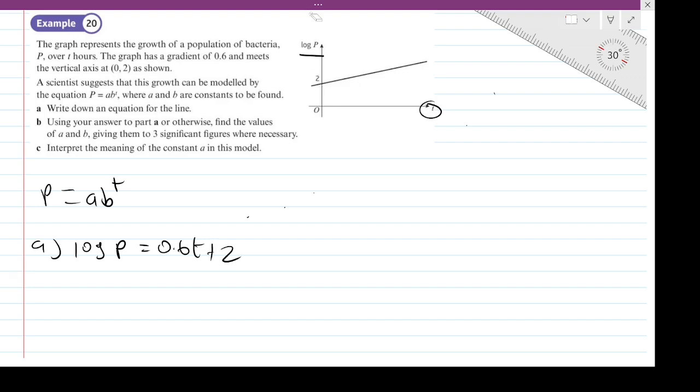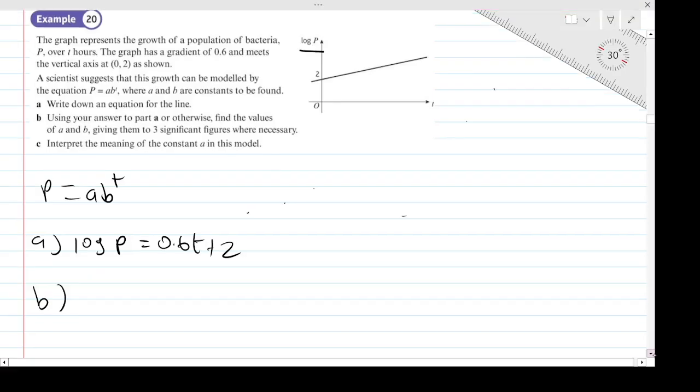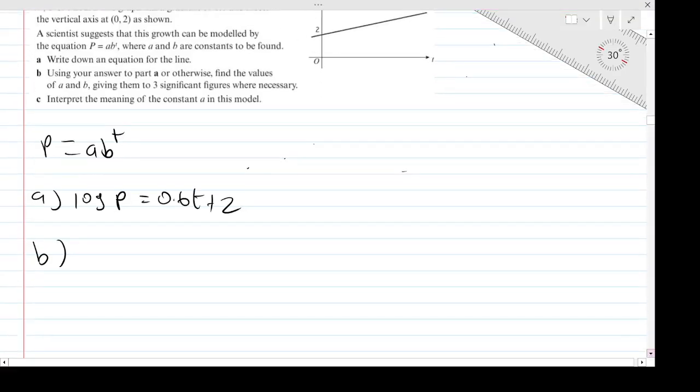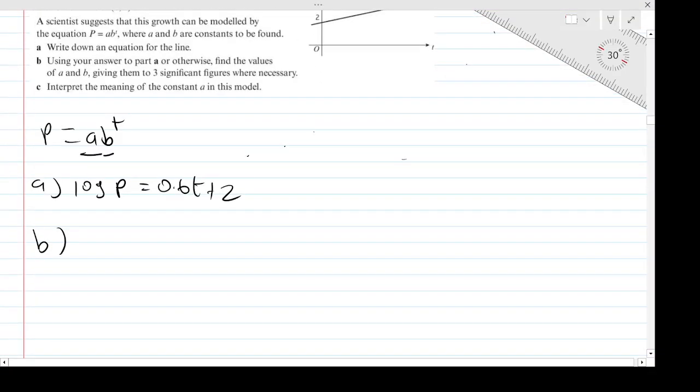So that is simply my equation, okay? No need to overcomplicate it, that's it. Now, it says, using my answer to part A, find the values of A and B here in my exponential model. So, to go from this linear line equation to the exponential equation, I can do it two ways.